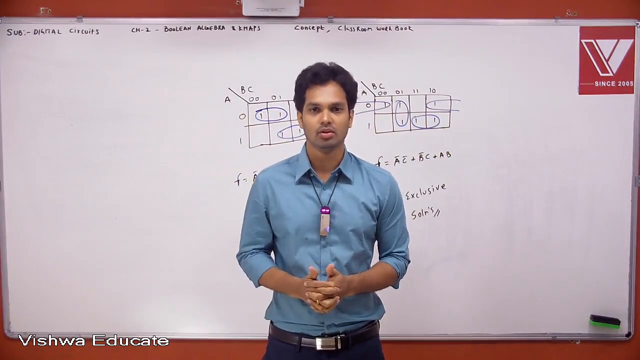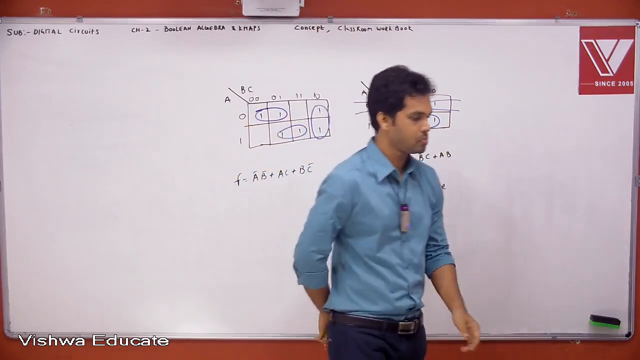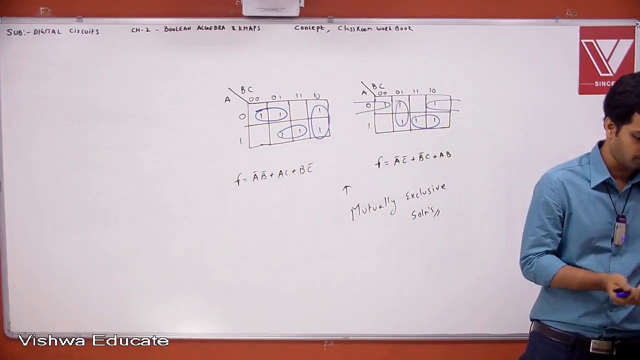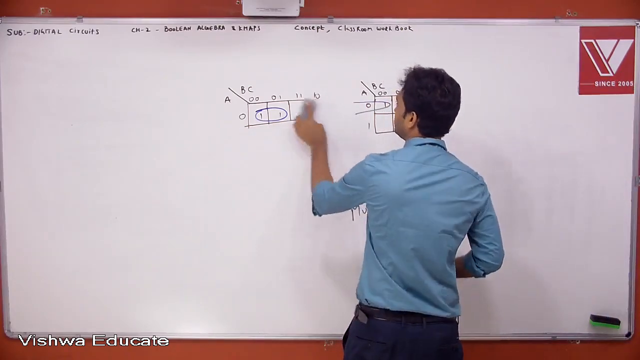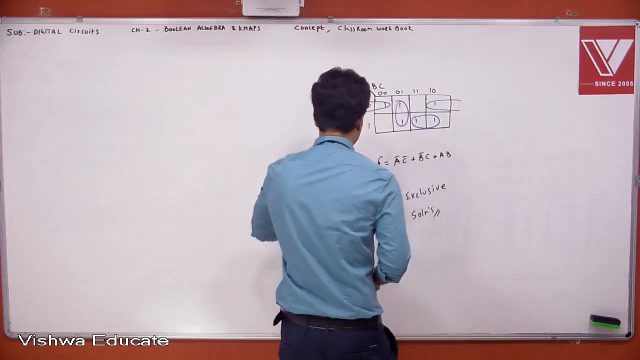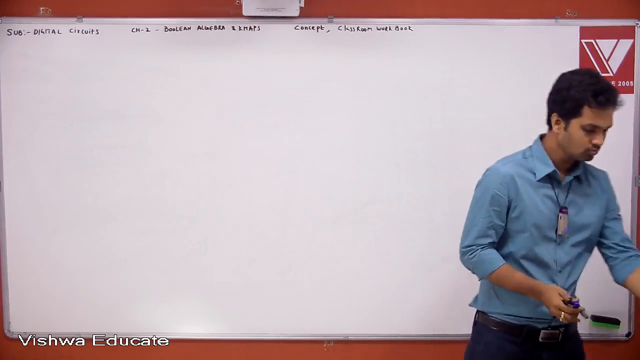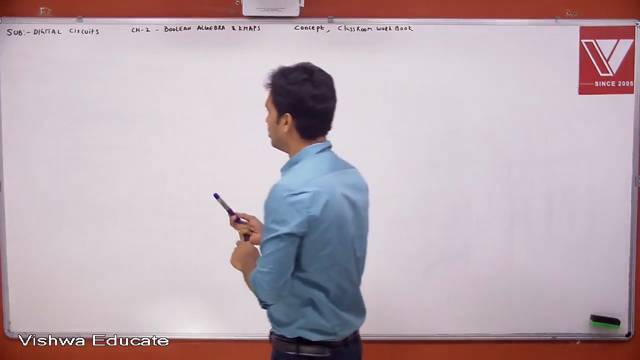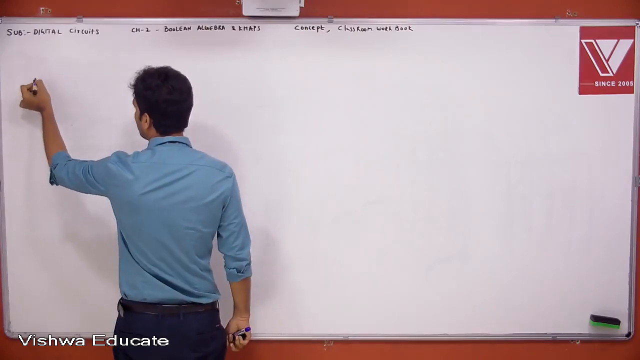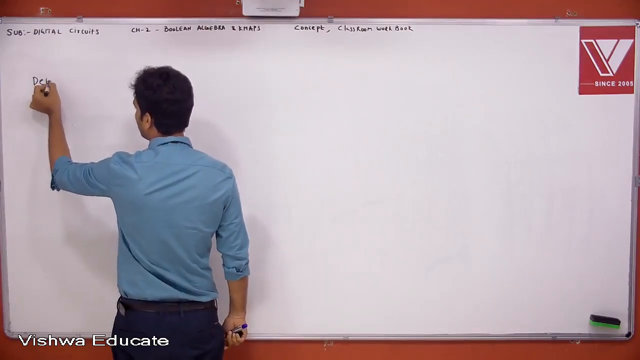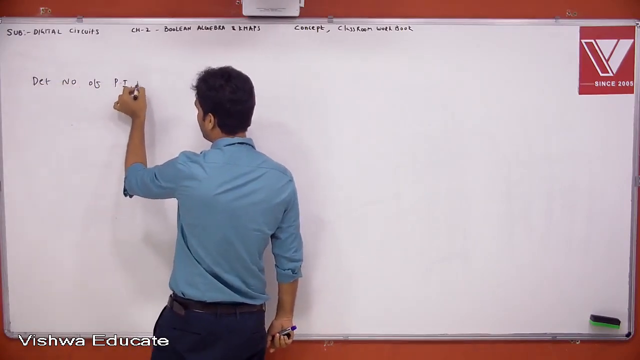Let us continue our discussion on prime implicants and implicants. Here, let us take one more example for the continuation. Determine the number of, write down, PI and EPI.